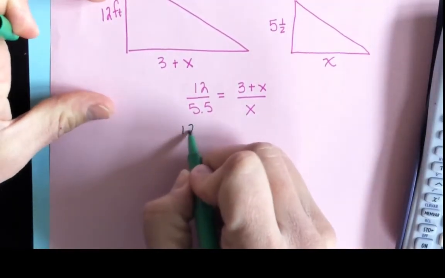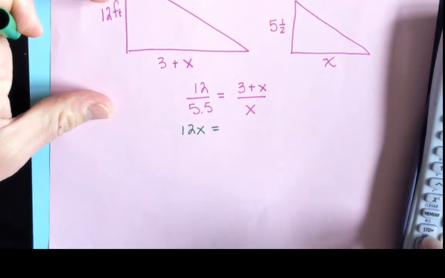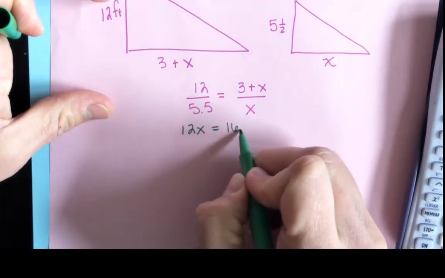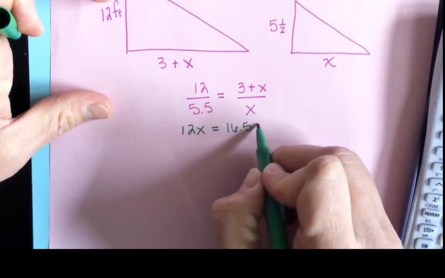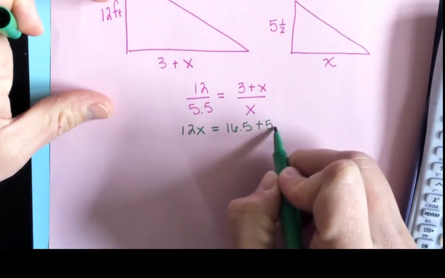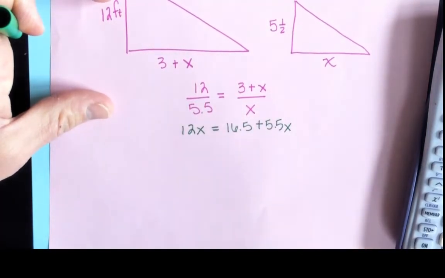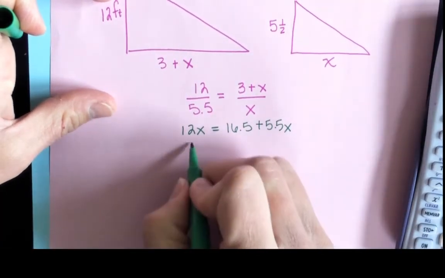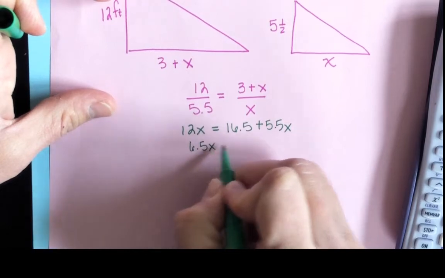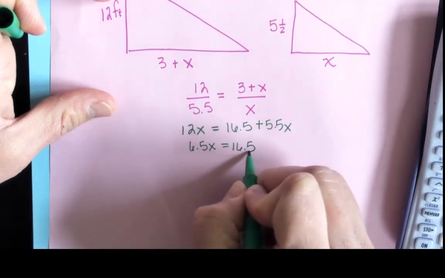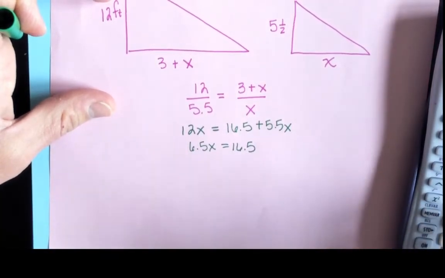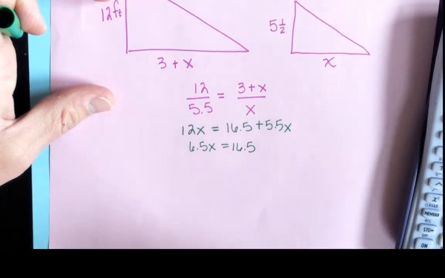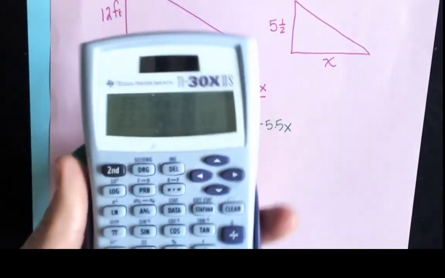We have 12x equals 3 times 5.5, which should be 16.5, plus 5.5x. 12 minus 5.5 we know is going to be 6.5. x equals 16.5. And is this the issue?